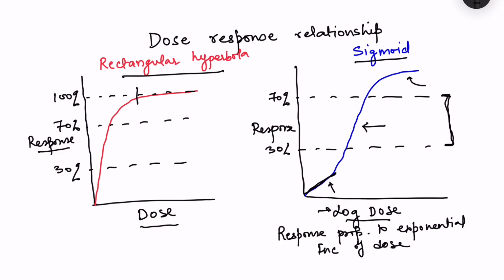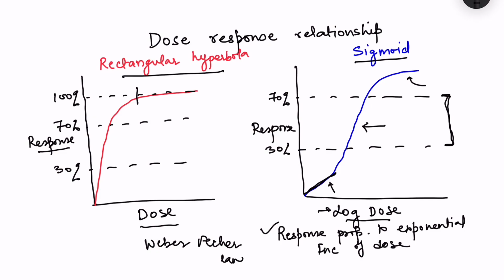Now, basically we are seeing that response is proportional to exponential increase of dose, and this is related to the Weber-Fechner law. Okay, actually all physiological responses follow this Weber-Fechner law. That means they happen in log scale, and this Weber-Fechner law I have already explained in another video as well. So to clarify the concept, you can watch that video.